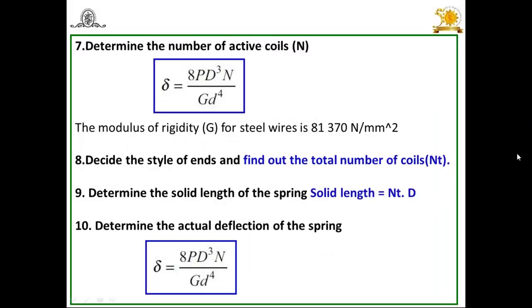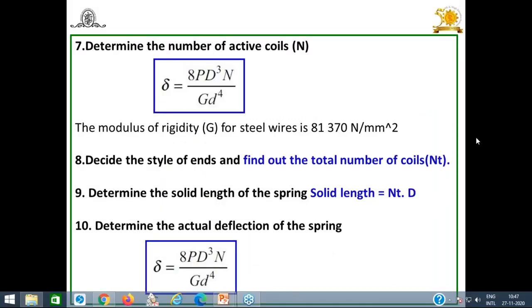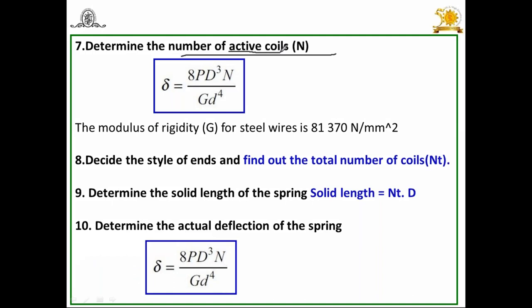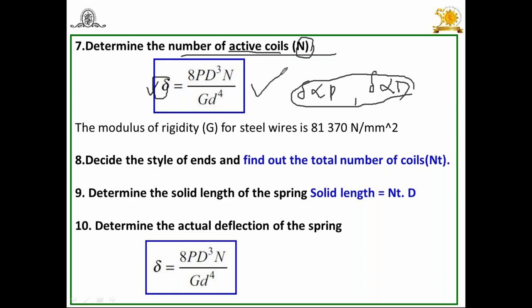Then the next important point: you have to determine the number of active coils. And how to find it? For that purpose, you know the load deflection equation. This is the deflection and this is the load. The deflection delta is directly proportional to P, and delta is also directly proportional to D. Try to understand, it's the load deflection equation I am going to use.